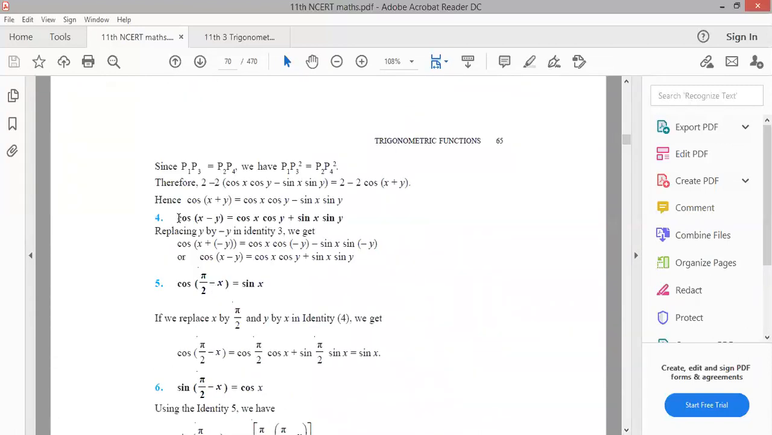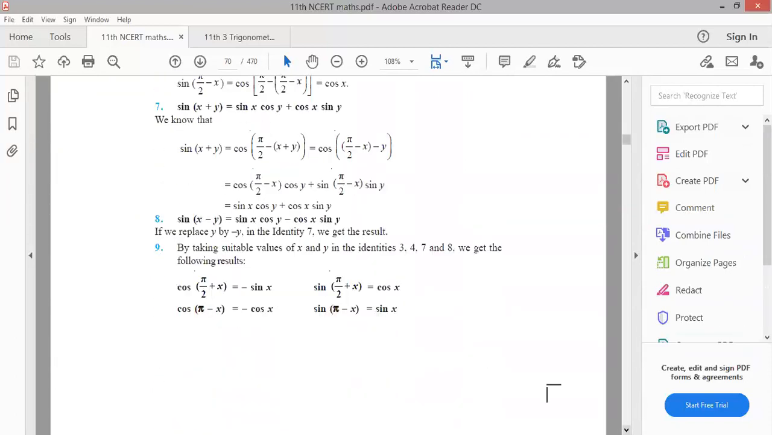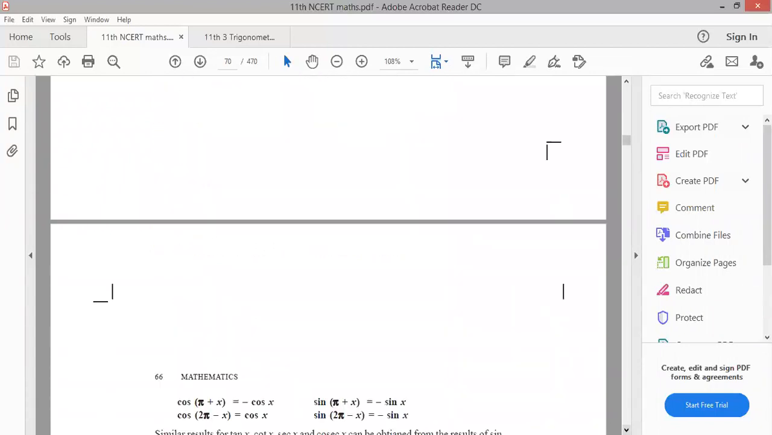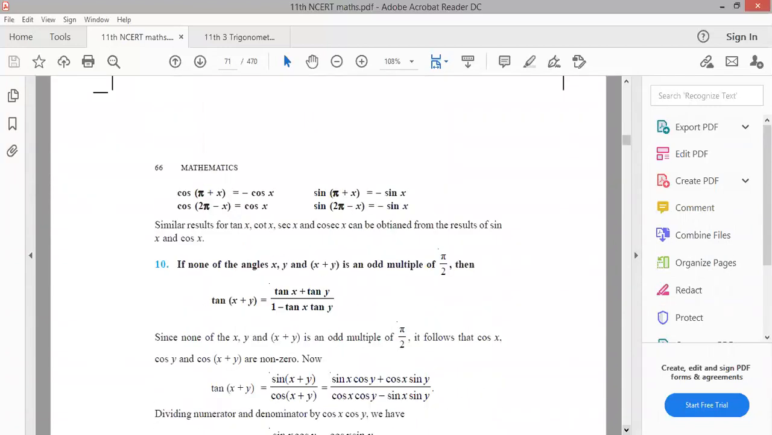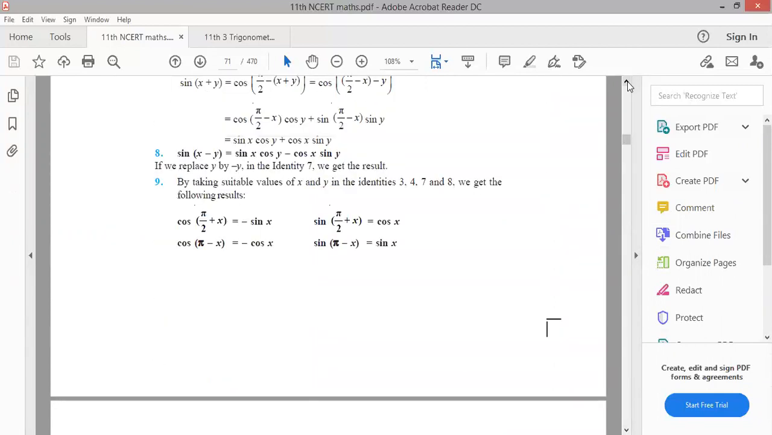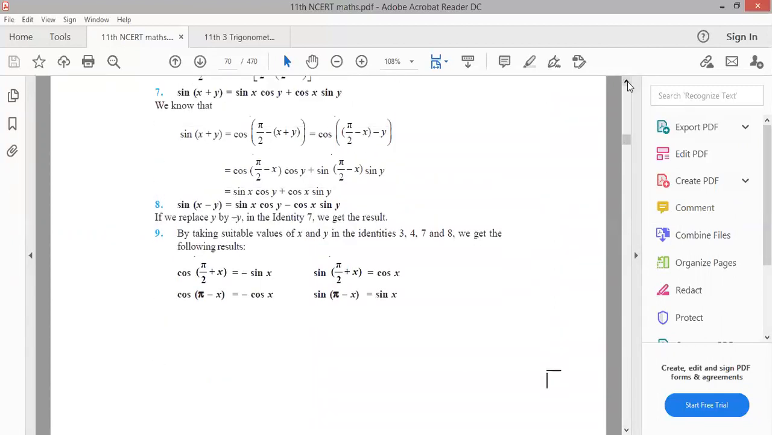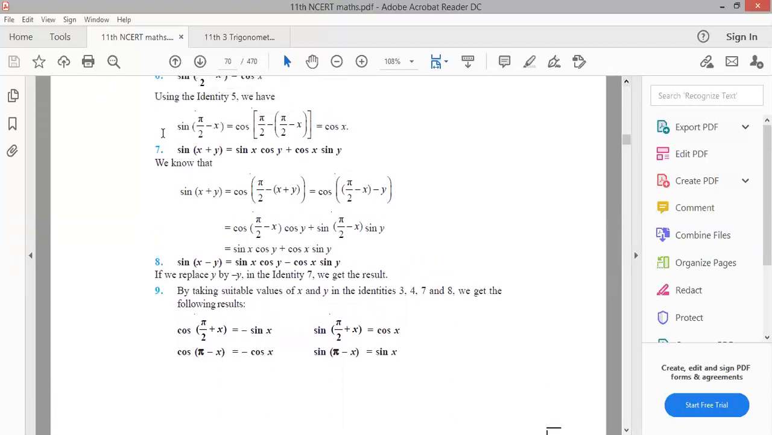On the same lines, if you have cos of x minus y, that's when cos is operated on the difference of two angles, that's equal to cos x cos y plus sin x sin y. And if you have sine of x minus y, that is sin x cos y minus cos x sin y. Similarly, if you have sine of x plus y, that is sin x cos y plus cos x sin y. That's here, formula number 7.